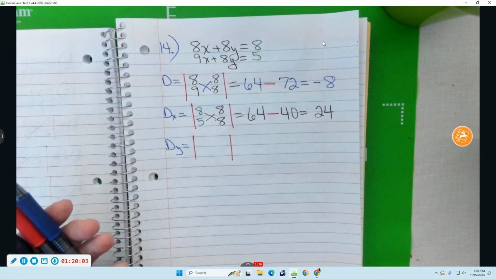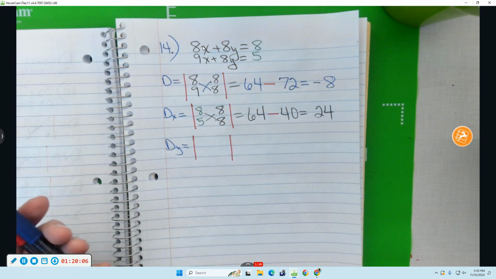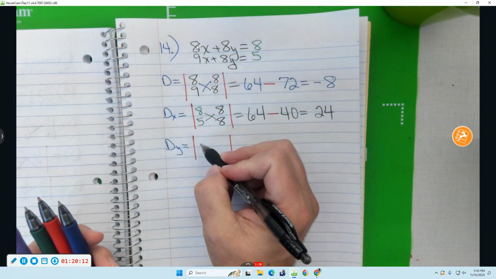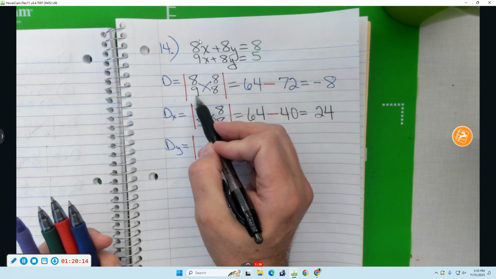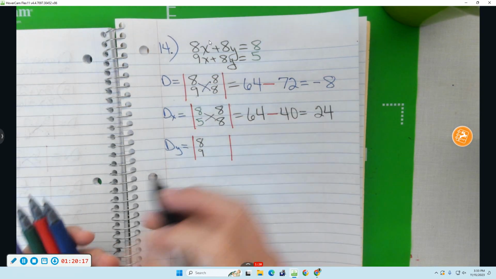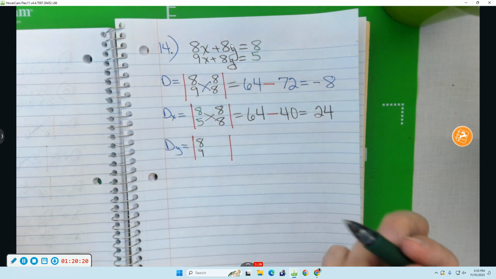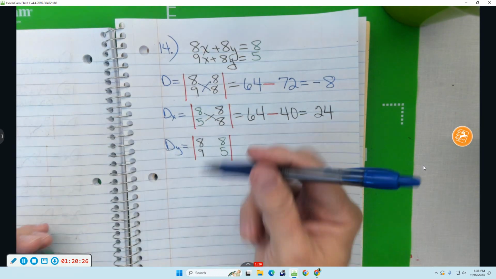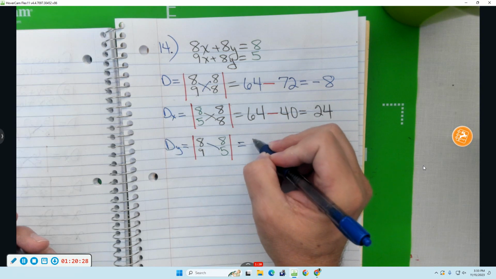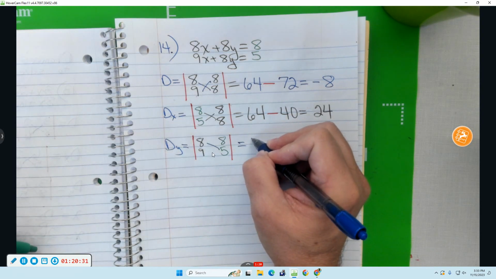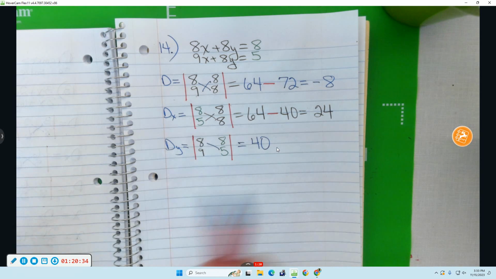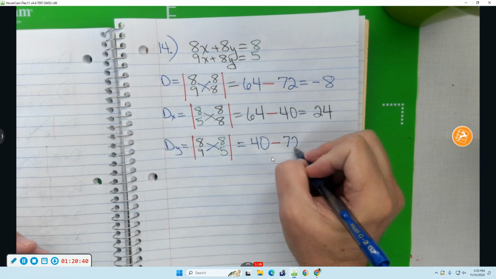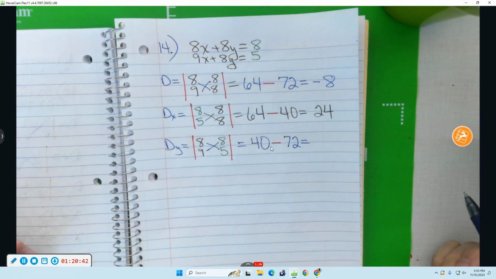Okay, now we're finding D sub y. What's the first column in the D sub y determinant? Okay, good. It goes back to the original values, 8, 9. The y column is 8, 5. So we multiply 8 times 5 is 40 minus 72, and 40 minus 72 gives me negative 32.